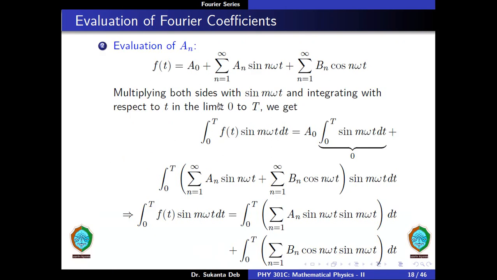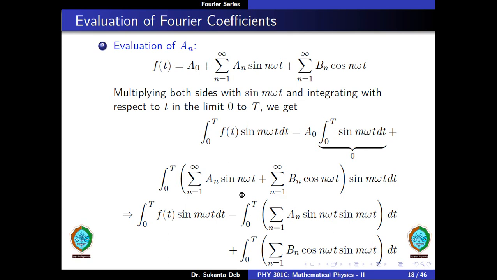Now we evaluate the Fourier coefficient an. In this case what we do is, we multiply both sides with sine of m omega t and integrate with respect to t in the limit 0 to capital T.